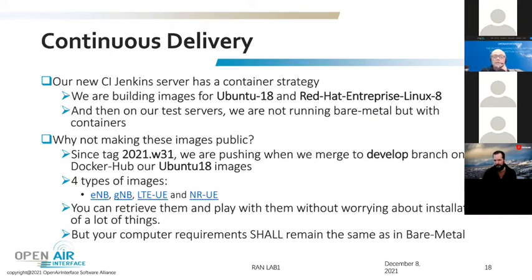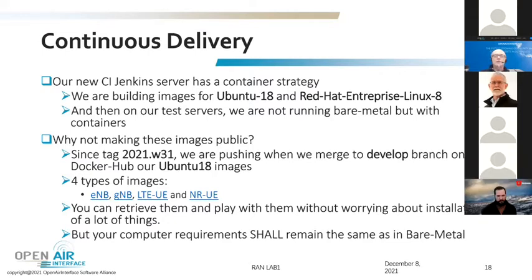So I provided the link. There are 4 types of images: the InnoDB, ULB, the LTE-UE, and the NRUE. You can retrieve them and play with them without installing a lot of things besides Docker. But your computer requirements shall remain the same as in bare metal. That means that, for example, the AVX2 extension shall be there, or at least 4 cores or 8 cores for a gNB with a lot of memory are still required. Okay.